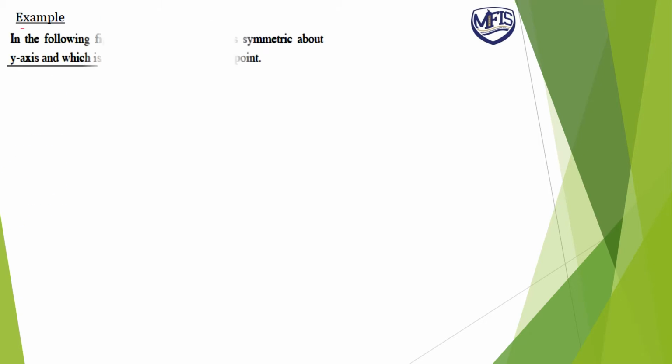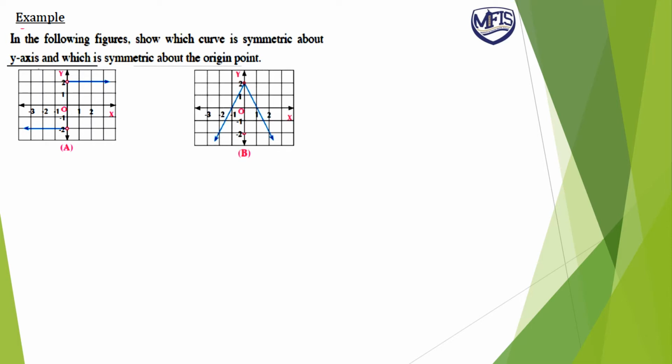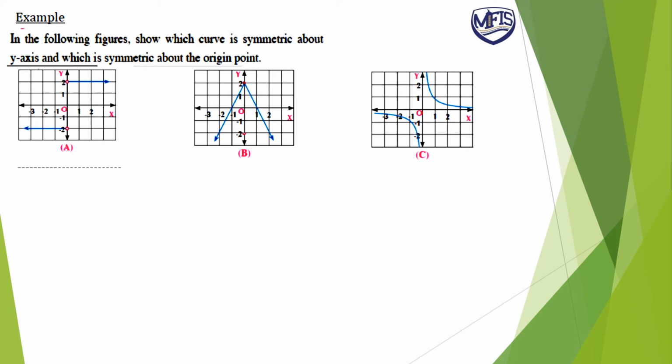Okay, let's see an example. In the following figures, show which curve is symmetric about the y-axis and which is symmetric about the origin point. Figures 1, 2, 3. Number 1. Is this figure symmetric about the origin point or the y-axis? Yes, it is symmetric about the origin point. Why? Because if we take (2, 2) up and (negative 2, negative 2) down and draw a line segment between them, it passes through the origin point. So the origin point is the symmetric point between this line and this line, so it is an odd function.